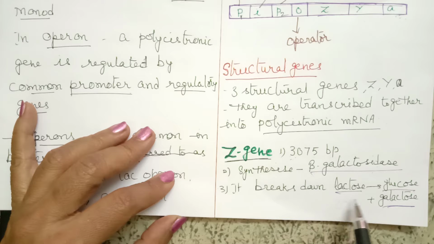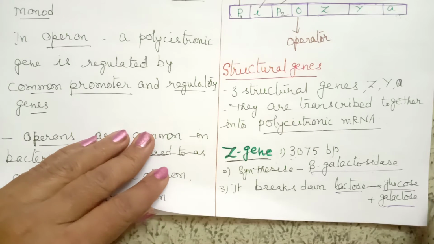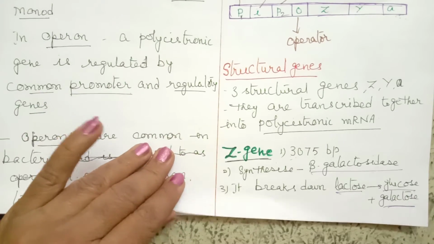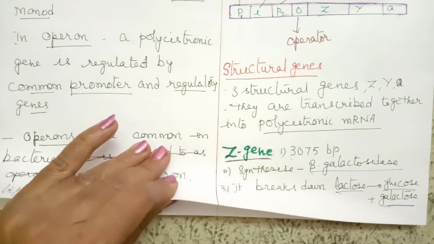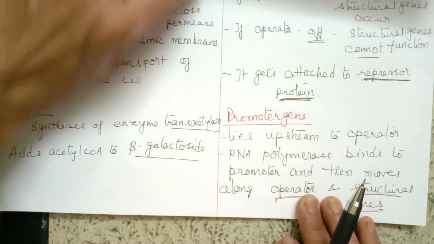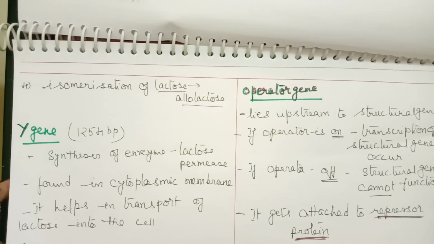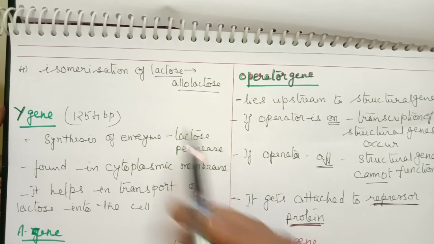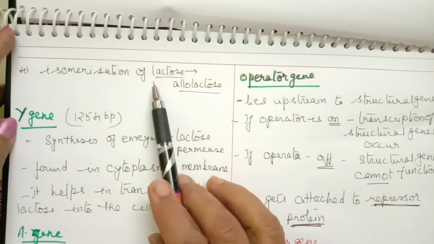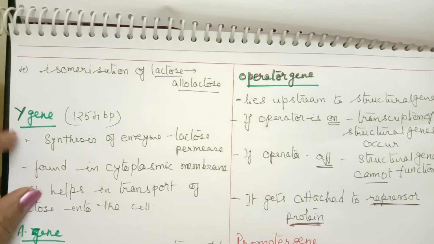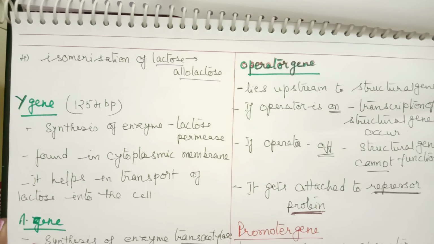This enzyme will break down lactose into glucose and galactose. Lactose is a disaccharide. It breaks down into 2 monosaccharides. Then the other feature of this gene, it also is involved in isomerization of lactose to allolactose. That is conversion of lactose to allolactose. That is another function of beta galactosidase gene.